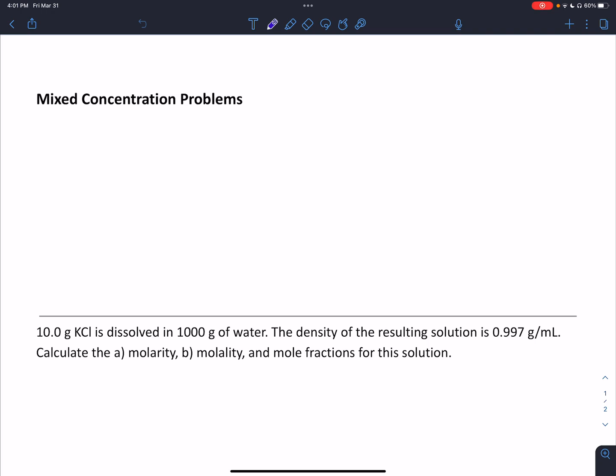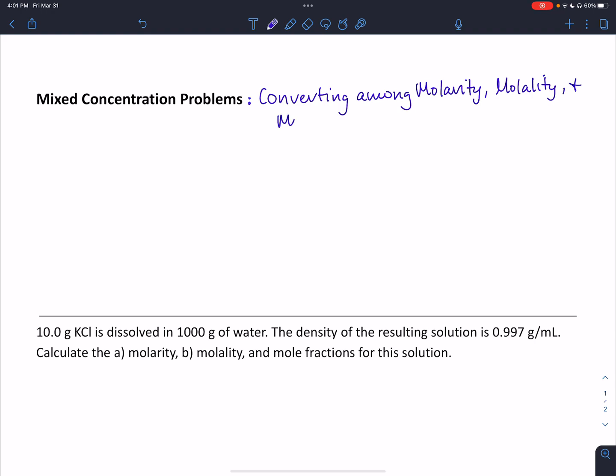So really it's a fancy conversion problem, where we're converting among molarity, molality, and mole fraction. You're also going to see density pop up in these problems, which we'll talk about in just a minute.